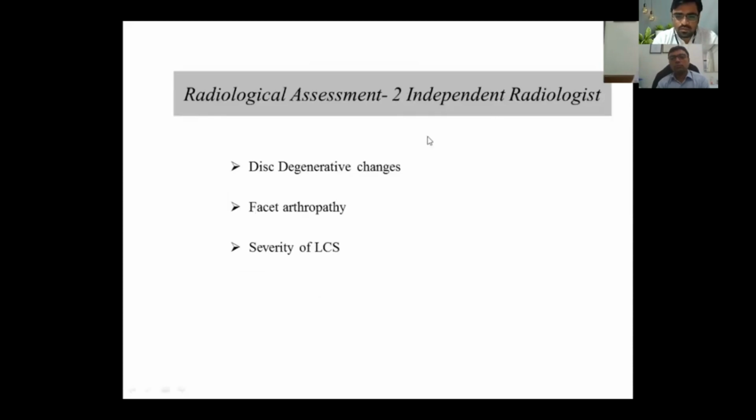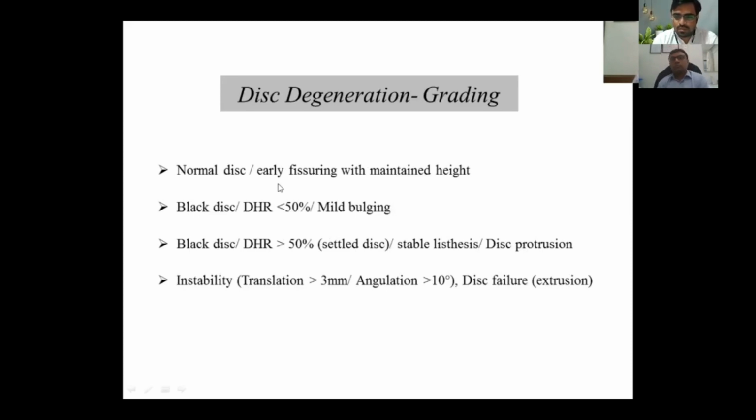Two independent radiologists studied the severity of disc degeneration, facet arthropathy, and lumbar canal stenosis on the final follow-up MRI and X-ray. Disc degeneration is graded from 1 to 4: normal disc with maintained height, black disc with disc height reduction less than 50%, black disc with disc height reduction more than 50%, and instability or disc failure with extrusion or pseudo disc.